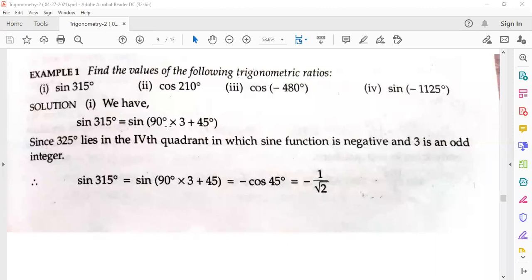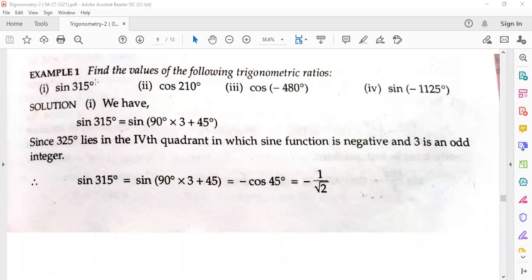So it will be cos 45 degrees, and one minus sign will be coming here, because sin is negative in the fourth quadrant. So minus, 3 into 90 degrees means sin changes into its complement, that is cos. So minus cos 45 degrees. Now put the value of cos 45 degrees, that is 1 by root 2, so minus 1 by root 2. Is it understood?